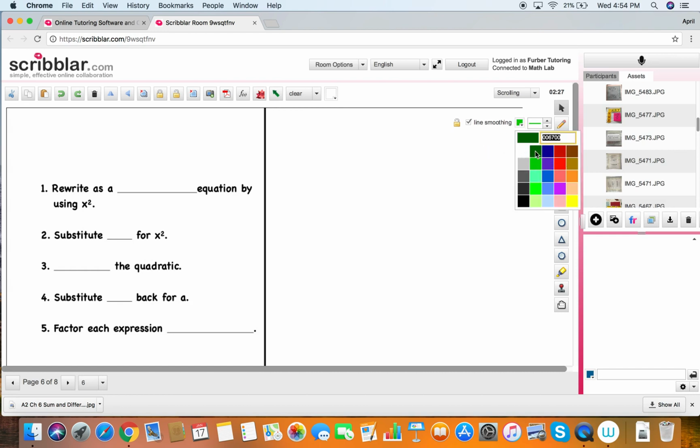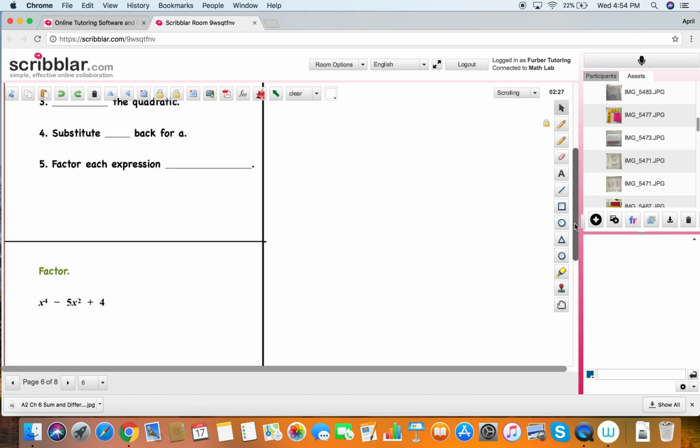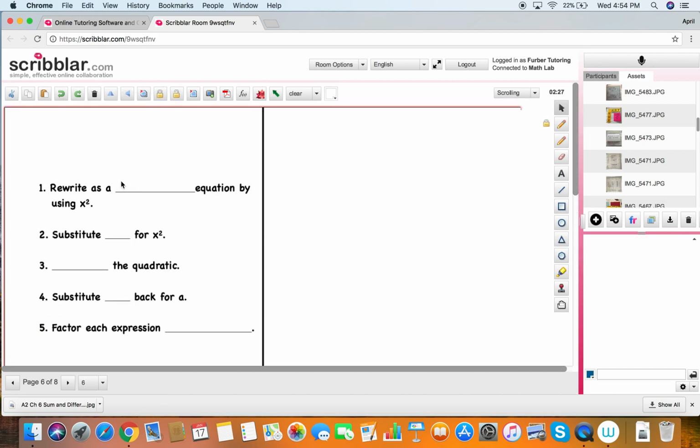If I'm going to factor these, I am going to need to rewrite these functions as a quadratic function. And you're probably thinking, well, how is that possible? It's not a quadratic. Well, it's not, but you're going to see really quickly how it can be. We're going to rewrite it as a quadratic function or a quadratic equation, and we're going to use x squared, because that's what a quadratic looks like. A quadratic looks something like this, right? So we want to use x squared instead of using x to the fourth.